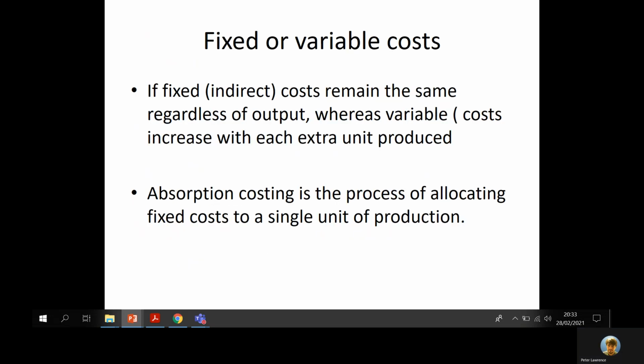So, what I've just said: fixed costs remain the same regardless of output. Variable costs increase with each extra unit produced. Absorption costing is the process of allocating fixed costs to a single unit of production. All right, try and remember that and you'll be okay.